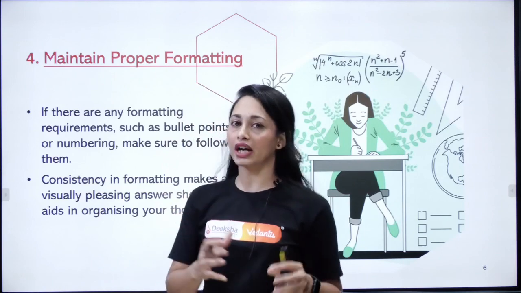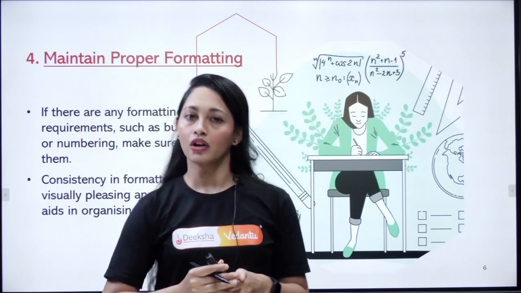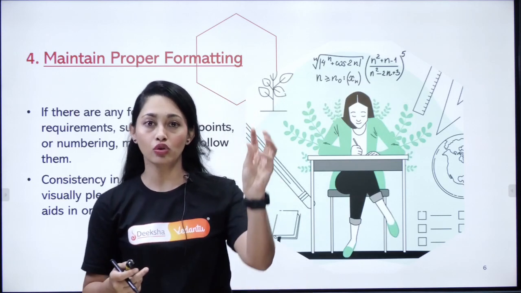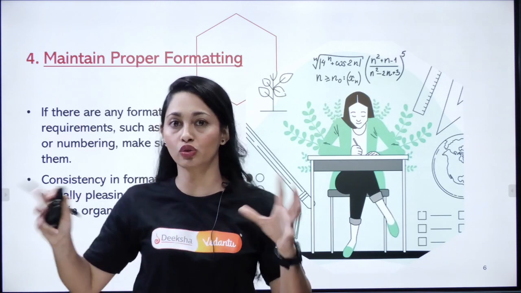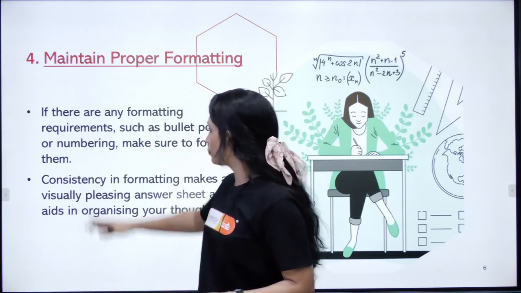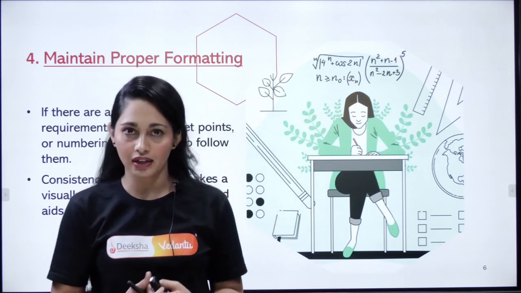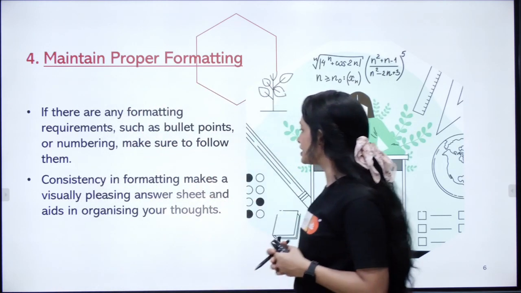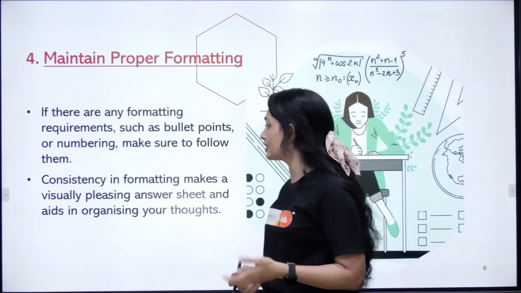So if they ask you that, you need to mention it in points. You have to put a tabular column, okay, you have to put a table and mention in points. That's very, very important when they ask you to distinguish between two things. Maintaining proper formatting gives a very good impression, and consistency in formatting makes a visually pleasing answer sheet and aids in organizing your thoughts.